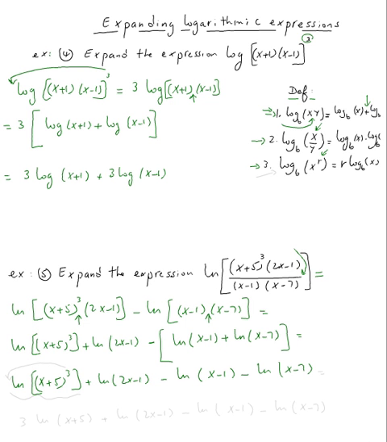Now the only thing we haven't done yet is see if we can use number 3, and we always do that last. So number 3, we can use it. Why? We can use it at least for this one. So the 3 moves here. That's what property number 3 says. So this will be equal to 3 ln of x plus 5 plus ln of 2x minus 1 minus ln of x minus 1 minus ln of x minus 7, and we're done. So that's it for this example.